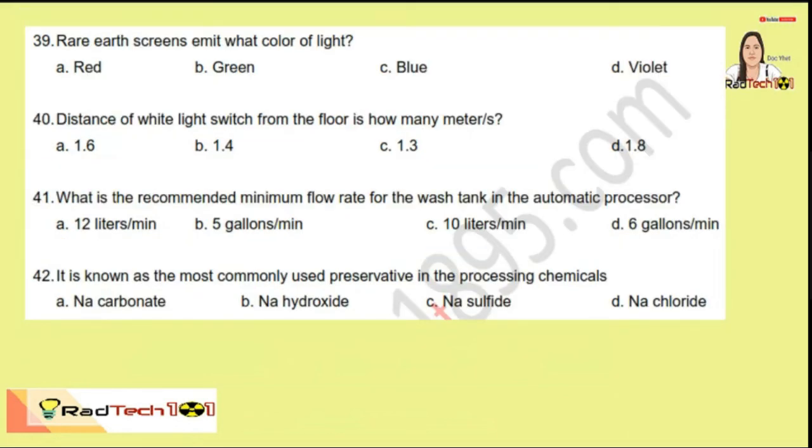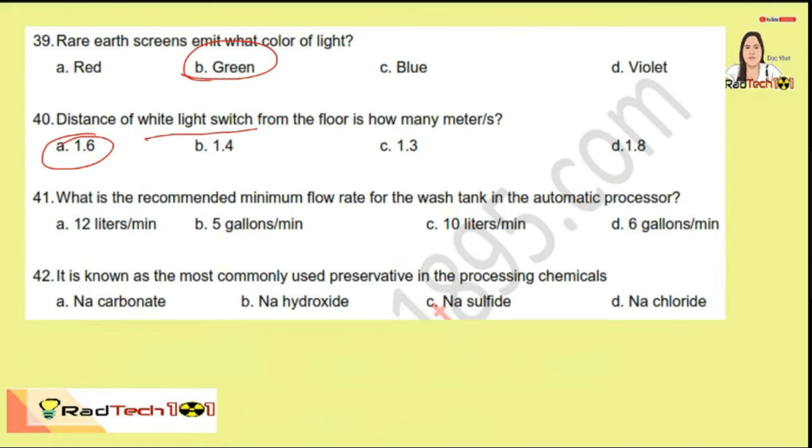Next, rare earth screens emit what color of light? Sabi ko, almost lahat naman ini-emit niya, pero mas prominent siya sa green. Distance of white light switch from the floor is how many meters? So pag white light switch, 1.6. Pag safe light switch, 1.4.